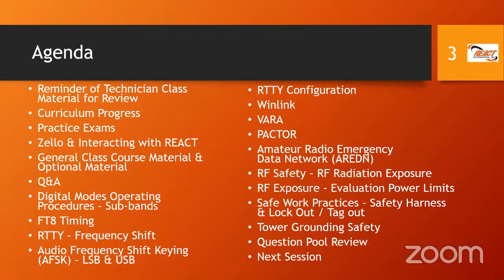We'll talk about some other RTTY configuration parameters in the software. Then we will introduce a couple of modes such as Winlink, discuss the modes VARA and PACTOR that are used for Winlink, and we will introduce a mesh network known as AREDN, or Amateur Radio Emergency Data Network, and then that will end that particular topic, and we'll move on to safety, and we'll be discussing RF safety and radiation exposure. We'll also talk about how do we evaluate the power limits to determine exposure, and then we'll go into some safe work practices such as the use of safety harnesses, as well as the lockout tagout procedure, and we will end the theory by talking about tower grounding safety.